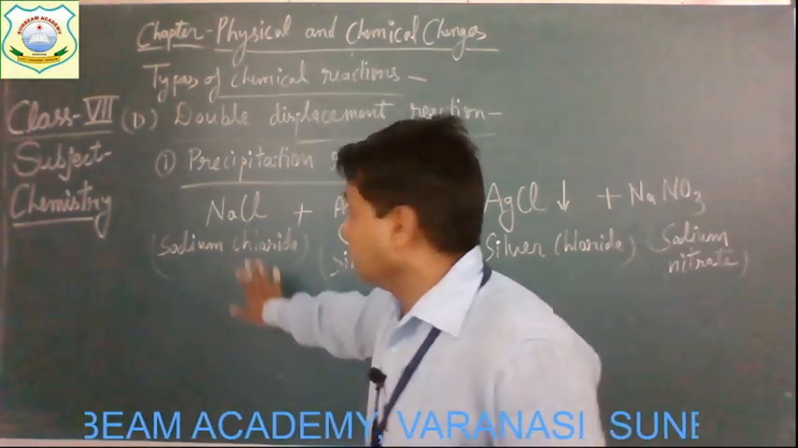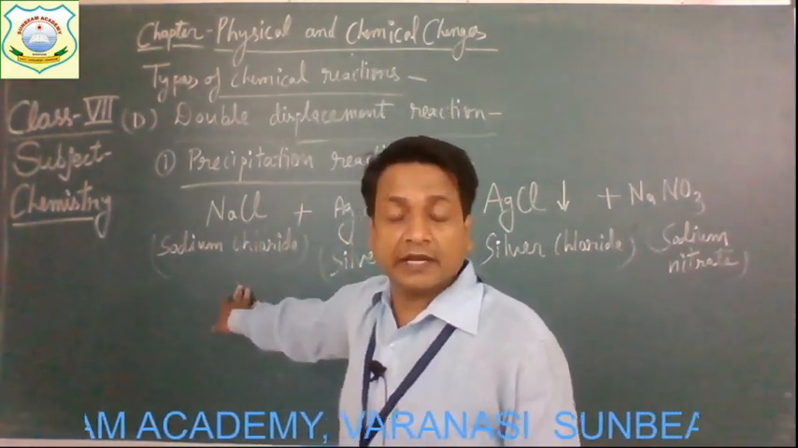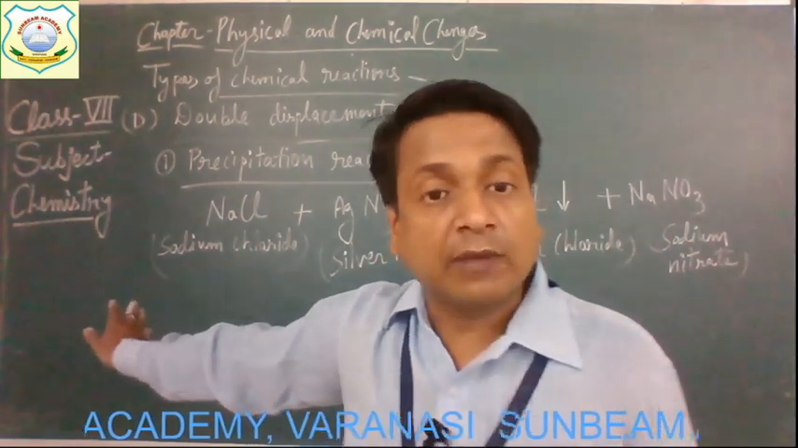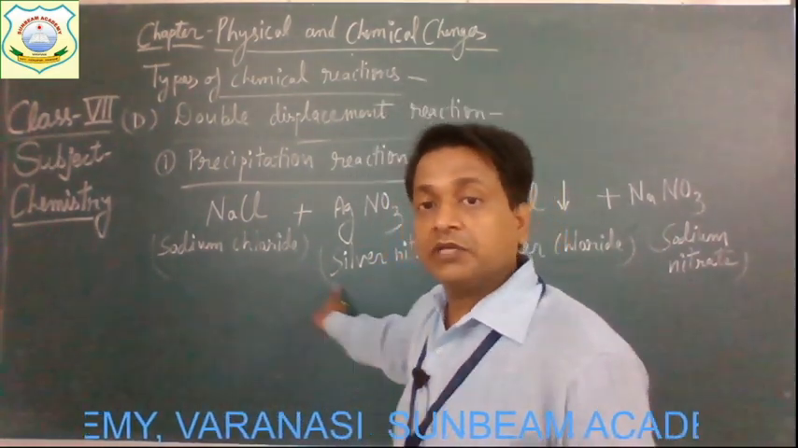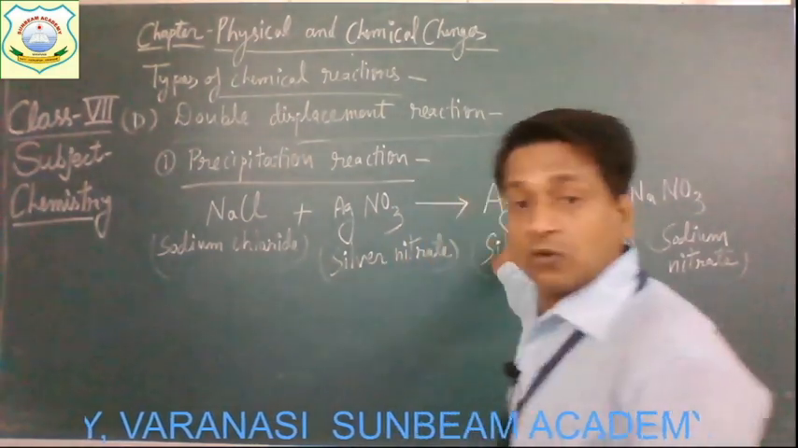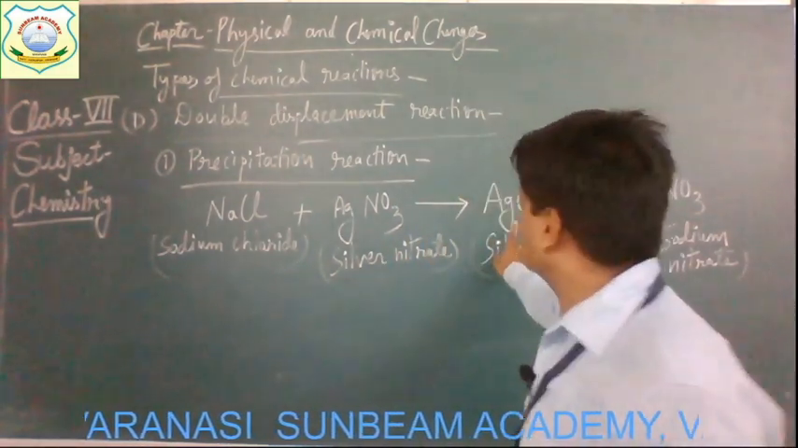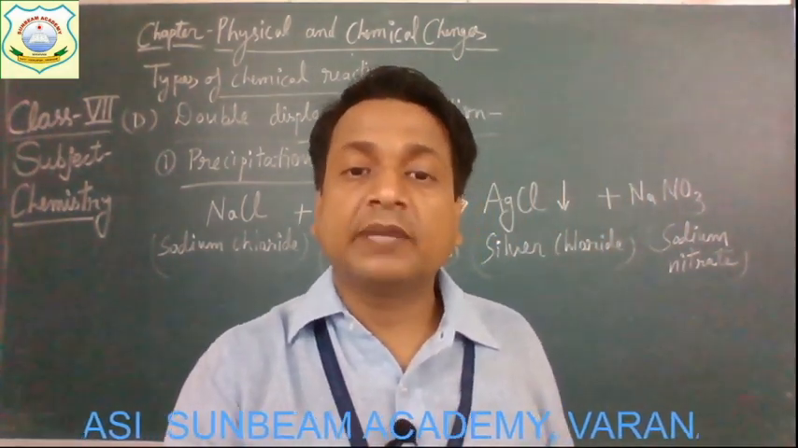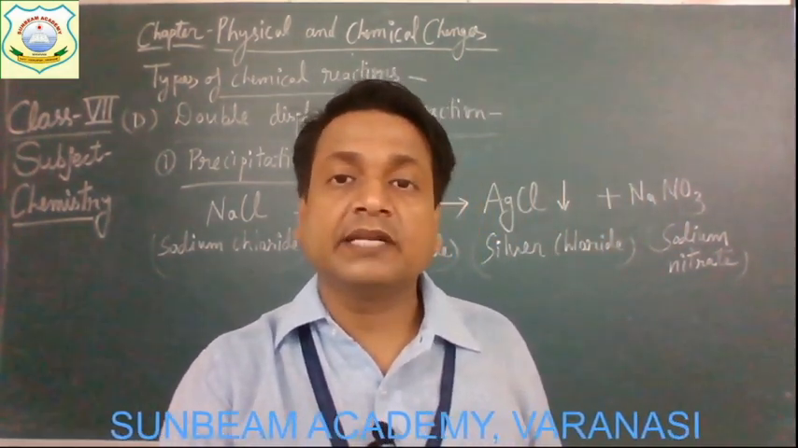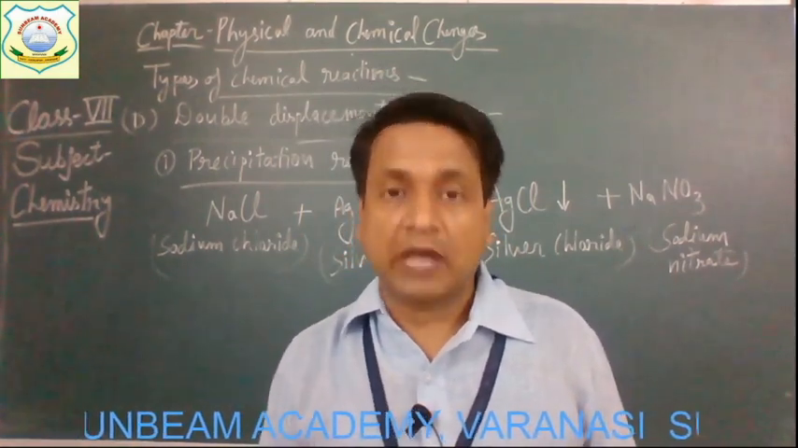This is the aqueous sodium chloride. Aqueous means in the form of solution or liquid. And the silver nitrate, they are going to react to form a white color precipitate of silver chloride. So after this reaction, we will observe a white precipitate, and that white precipitate is of silver chloride.